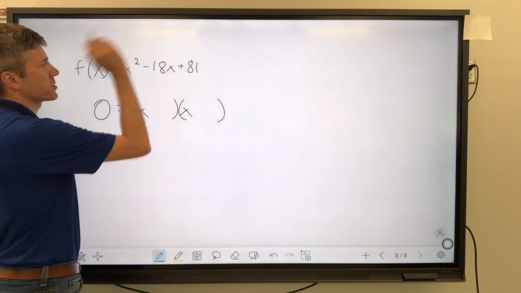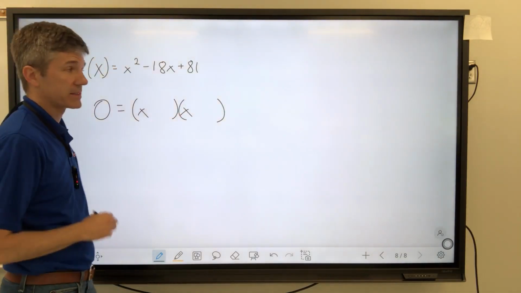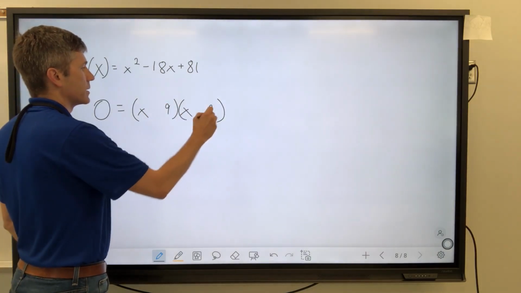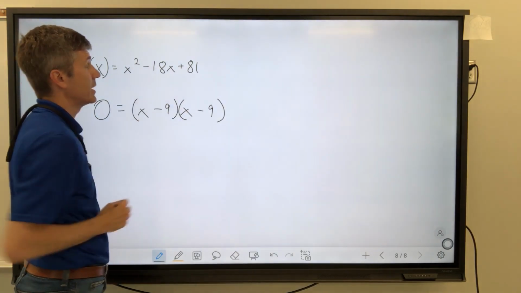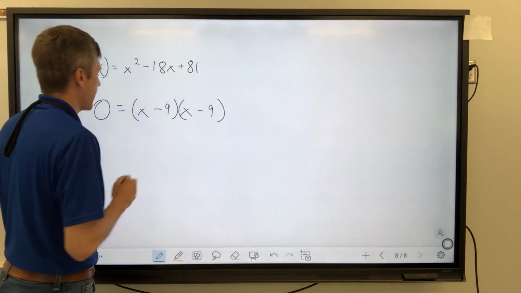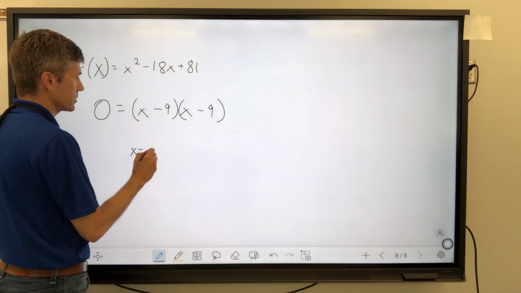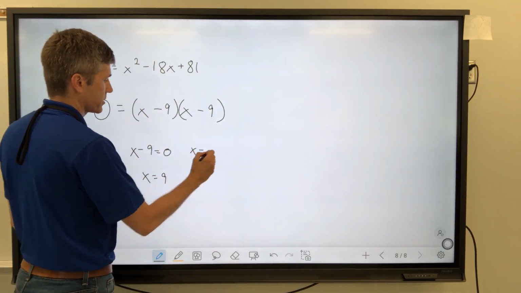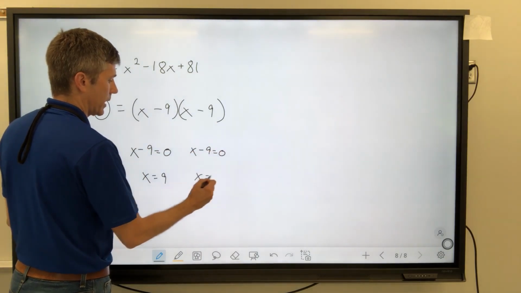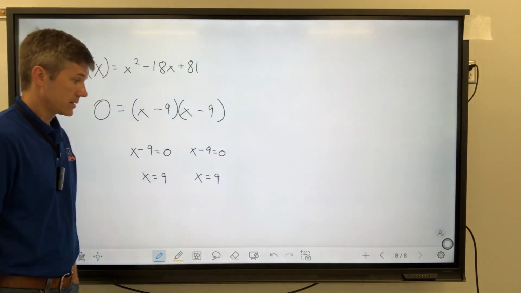X and x. 2 numbers multiply to give me 81. My first thought is 9 times 9. That is going to work. Negative 9 times negative 9 is positive 81. Negative 9 plus negative 9 is negative 18. That means that x equals 9, or, all right, please don't write this twice. X equals 9.